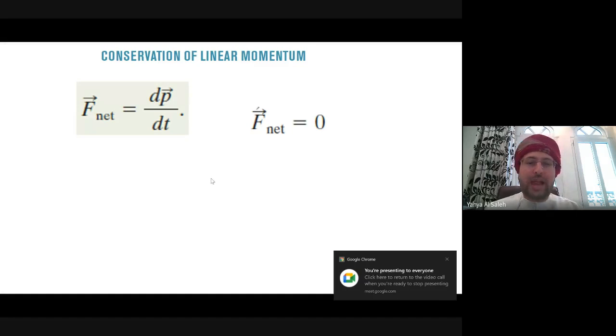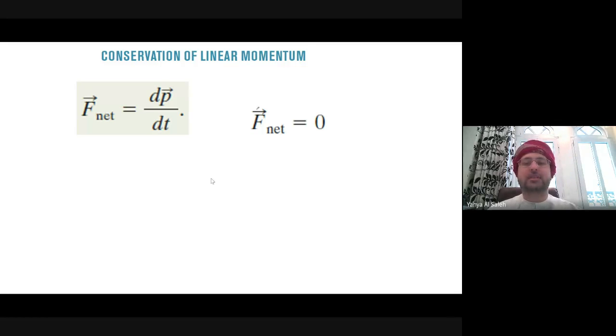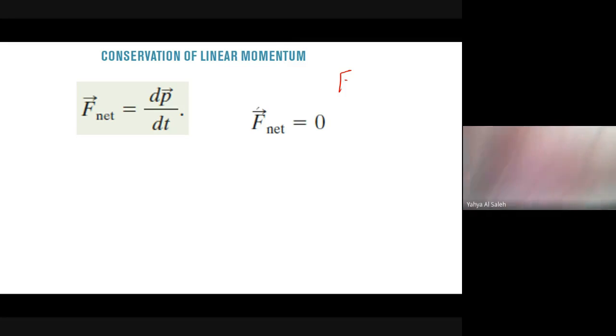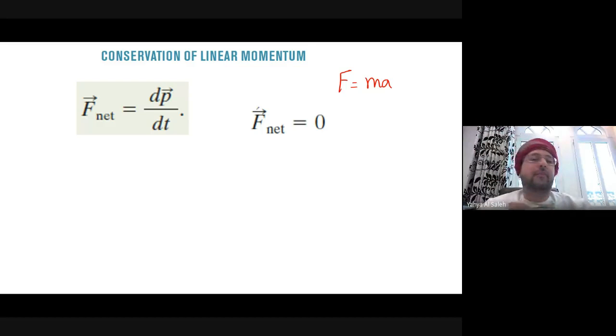Now, what happens if my net force is equal to 0? If I have a whole bunch of forces from different directions, but if I add up all the forces in a vectorial fashion I end up with a net force of 0. What do we know about F equals ma? If F is 0, then what happens? A is equal to 0, right?